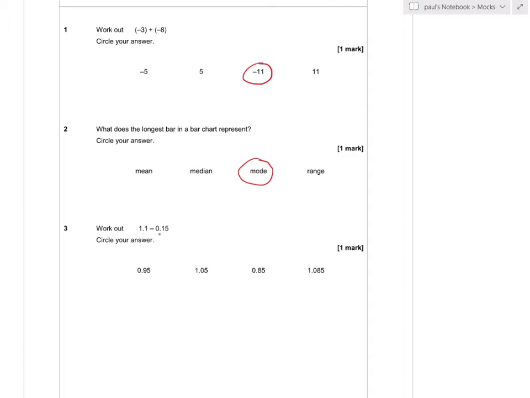Work out 1.1 minus 0.15. Okay, 1.1 minus 0.15. Put a 0 there. Call that 0 and 1, so that's 5. Ends with a 5, all right. That's 0, I call that 10. 1 from 10 is 9. So, it's 0.95 there. Right.